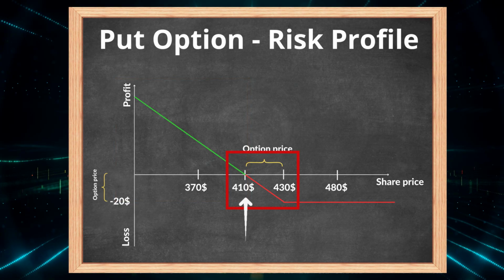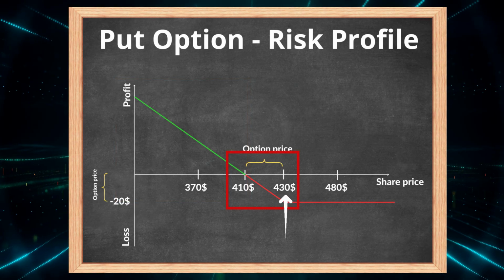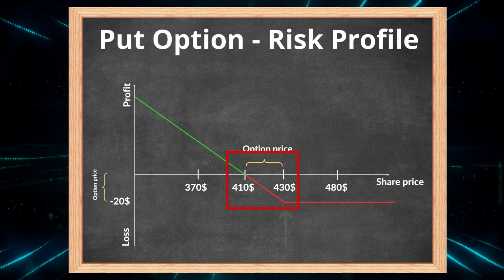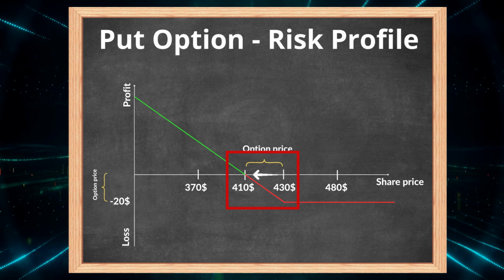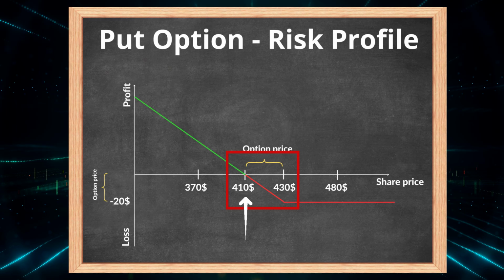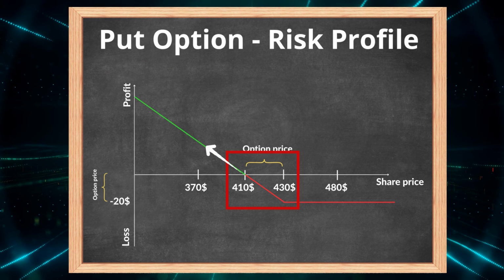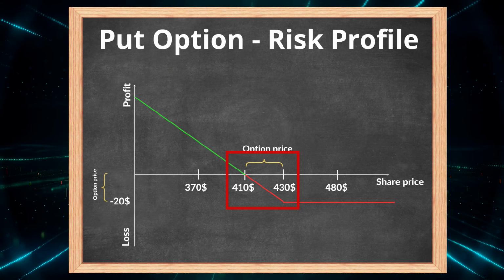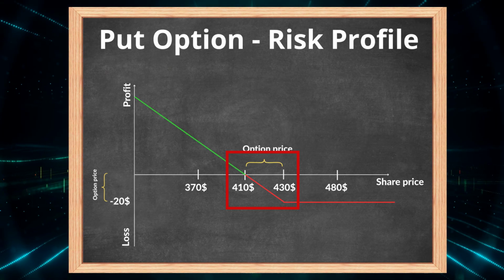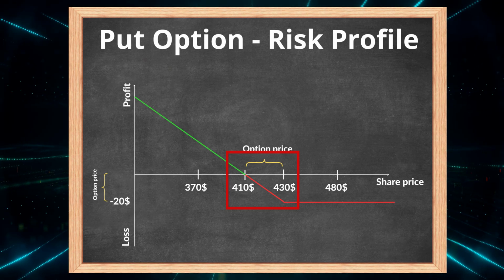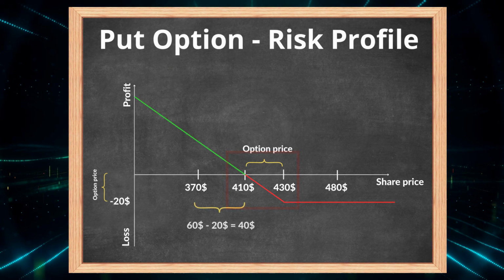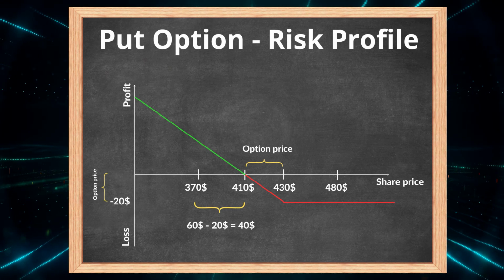The break-even point is the strike price minus the premium paid. In this case, $430 minus 20 equals $410. If the stock falls below this level, the position becomes profitable. This explains why even if the stock drops to $370, you don't profit from the full $60 difference between the strike price and the market price. You have to subtract the $20 premium, so your net profit is $40 per share.